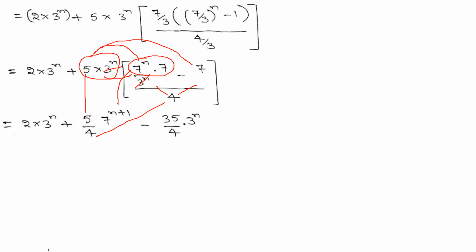Bases are same, powers will be added. So 7 to the power n into 7 gives 7 to the power n plus 1. Similarly, if we multiply this term with 7, we get 5 sevens are 35. 5 sevens are 35 into 3 to the power n divided by 4. We have separated the denominators.